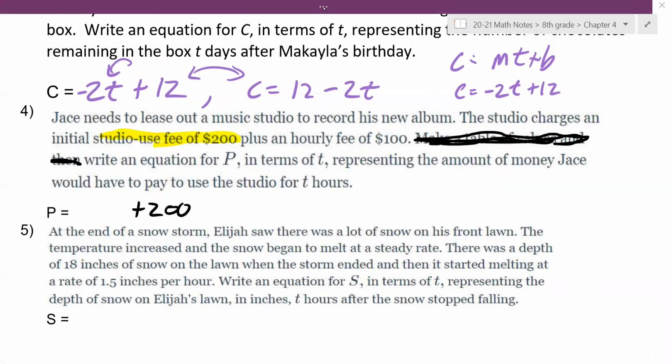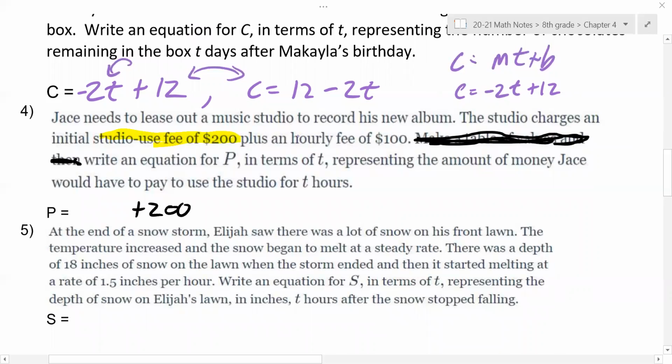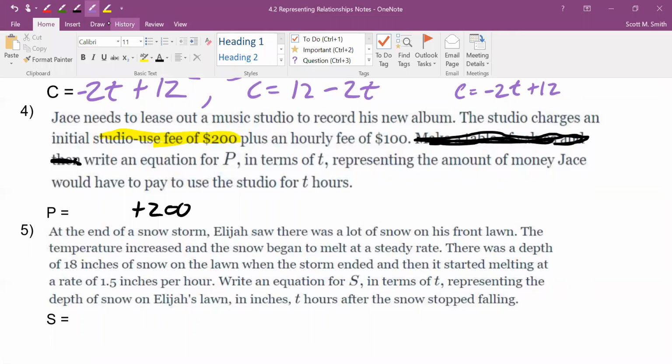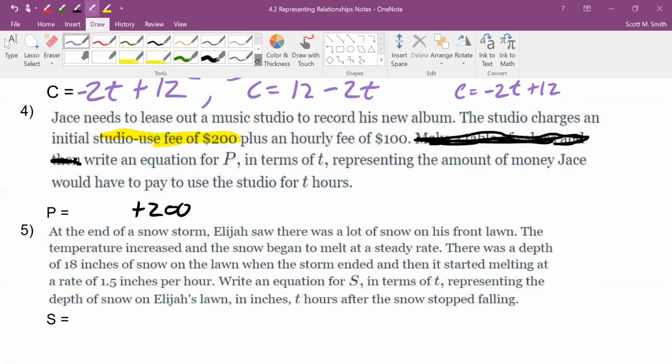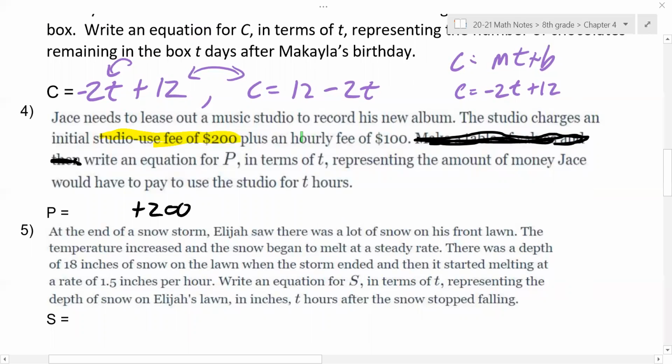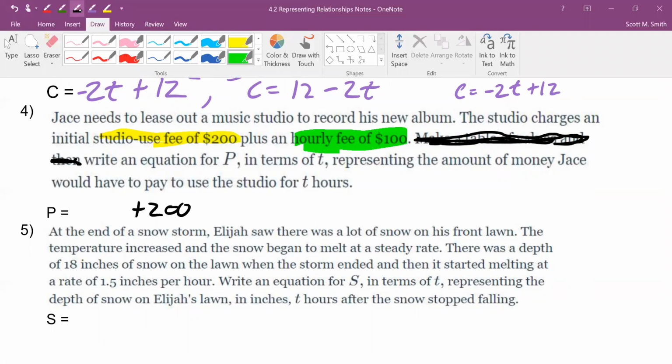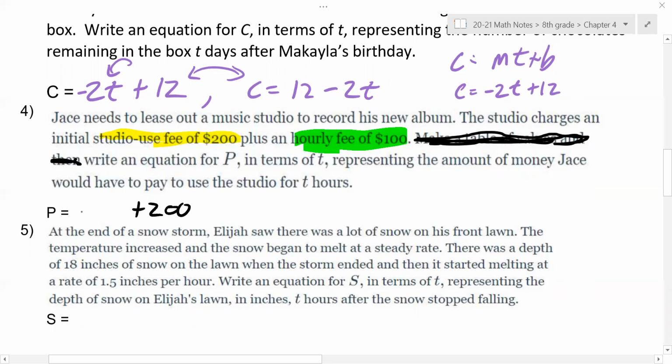And an hourly fee. An hourly fee represents a situation where you multiply, however many hours you're there is going to be $100, and that's the unknown. Therefore, that's going to be our variable. So I have 100 of t, which is time. In this situation, it's hours. So we have 100t plus 200.